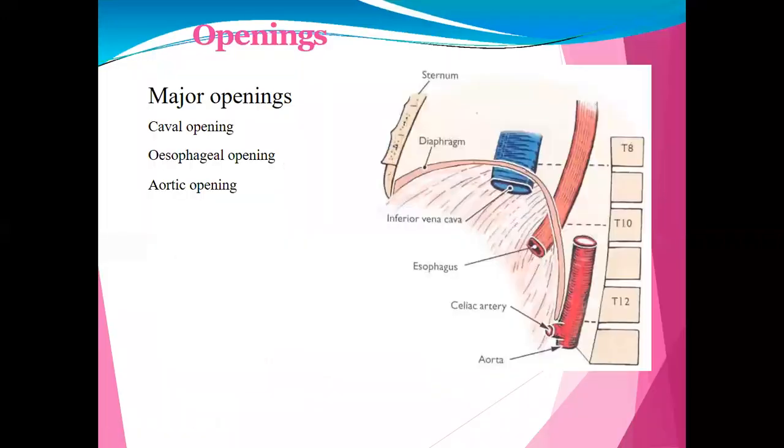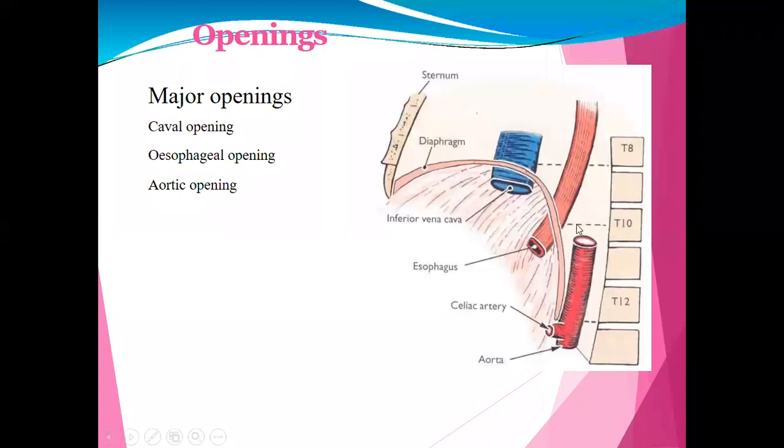These are the various levels at which you have the openings in the diaphragm. Here you see T8, where we have the opening for the inferior vena cava. Then at T10 we have the esophagus, and then at T12 we have the aortic opening.